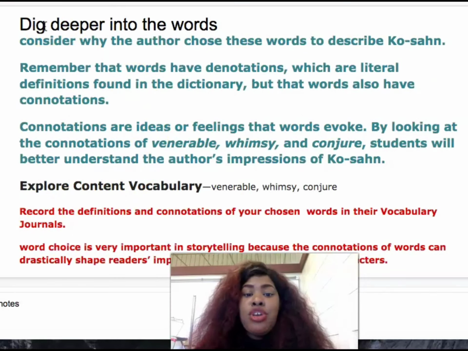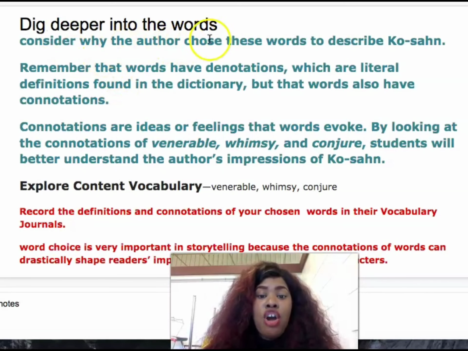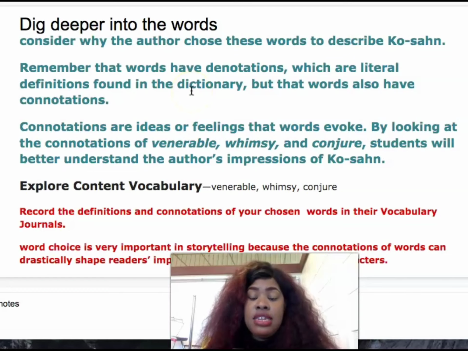We're doing this because I want you to dig deeper into the words. I want you to consider why the author chose these words to describe Kosan. Remember that words have denotations, which are literal definitions found in the dictionary. So if I look something up, it's going to give me the literal definition of what that actually is.